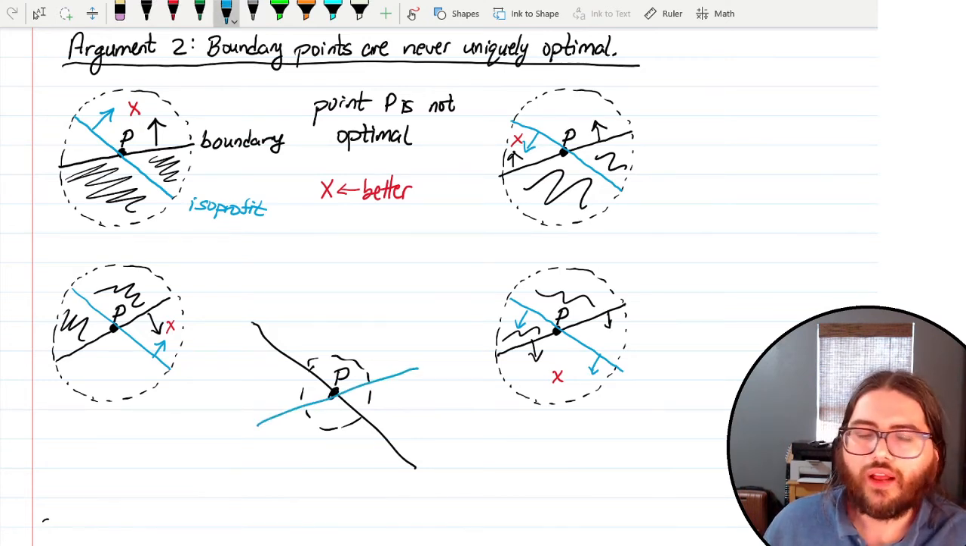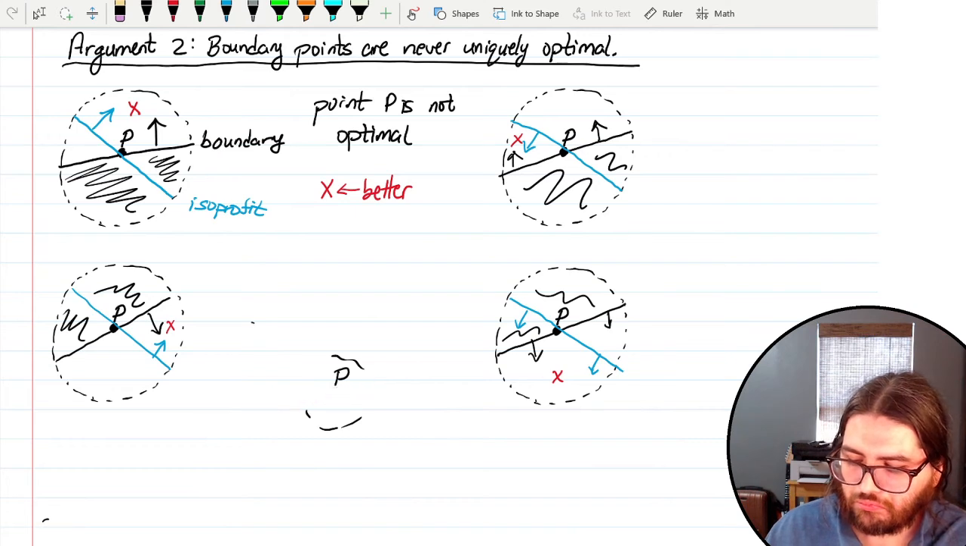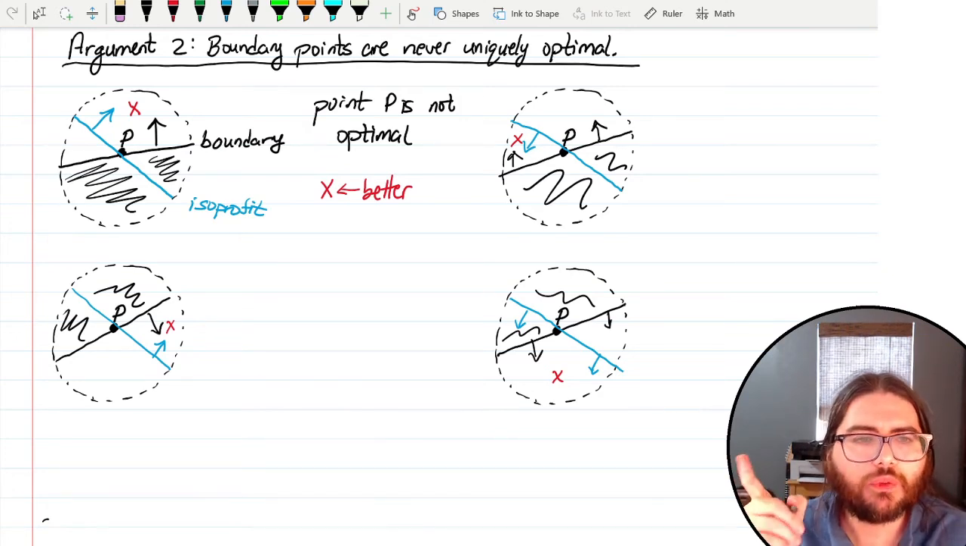So again, I'm not going outside the bounds of reality here. I'm just zooming into my picture, making it a little bit clearer by ignoring all of the unnecessary details. But I can still find a point which is better. And if I can find a point which is always better, this boundary point is never uniquely optimal.